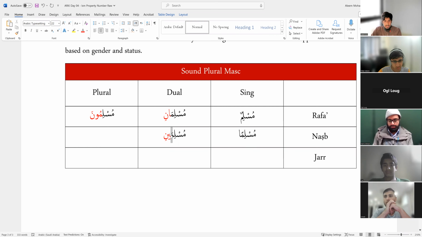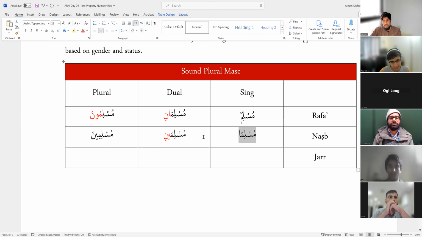Aini ending. Can't seem to get that fatha, but imagine it's highlighted, right? Aini ending on the dual. And then in the plural, it's muslimina, right? So musliman in the singular, muslimaini in the dual, muslimina, ina ending in the plural for nasb.